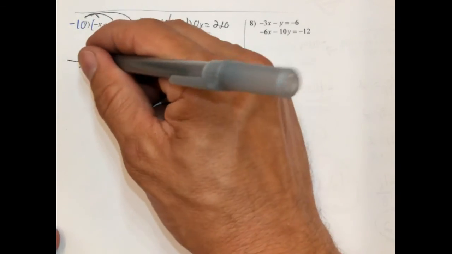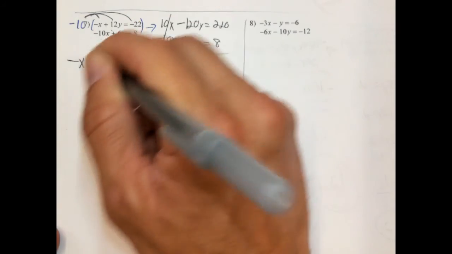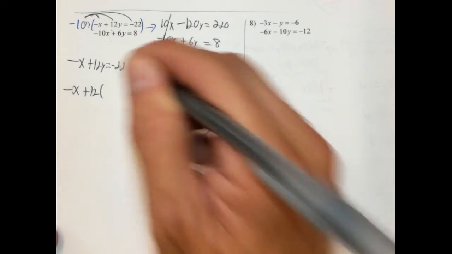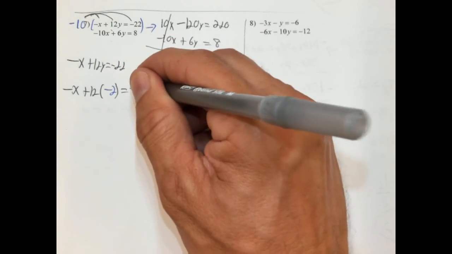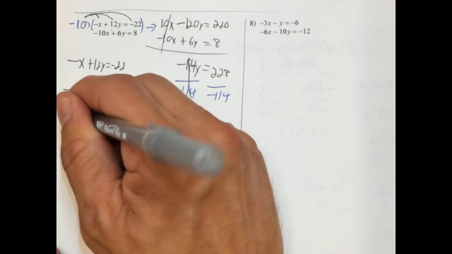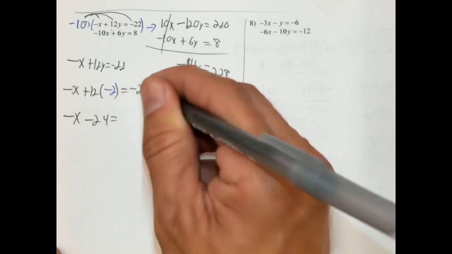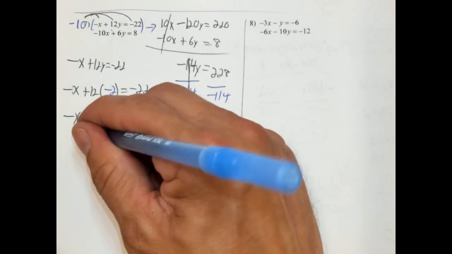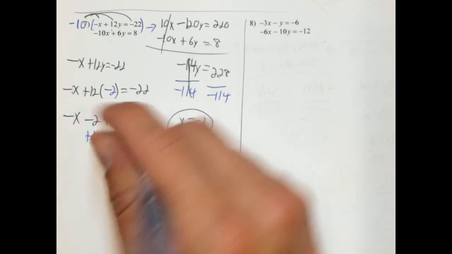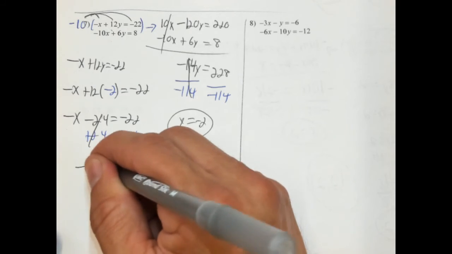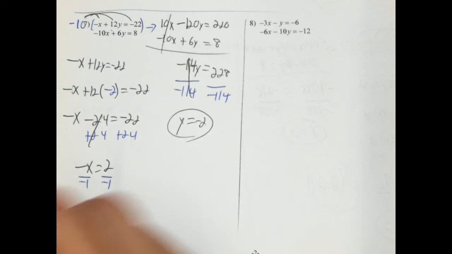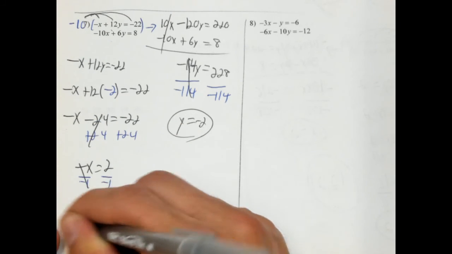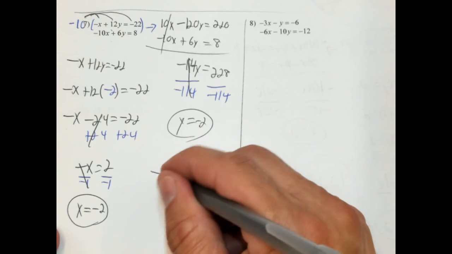We're going to now plug that into another equation over here. We'll use the top equation. So negative x plus 12y equals negative 22. Negative x plus 12 parentheses, negative 2 is our value there, equals negative 22. Negative x, and then minus 24 equals negative 22. We're going to add 24 to both sides. Negative x equals, let's see, 2, divided by negative 1. So x is negative 2, and we have negative 2 comma negative 2.